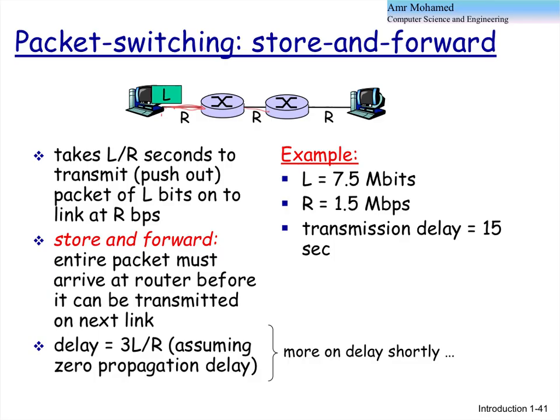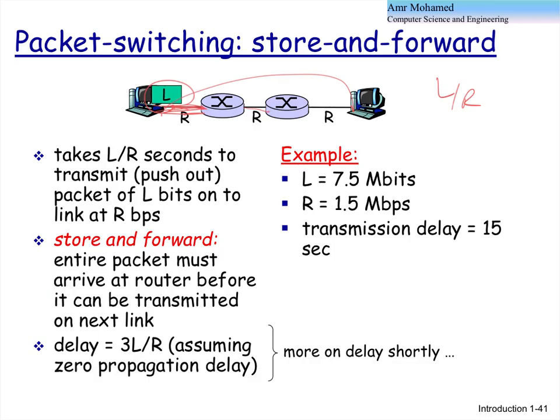If I want to calculate the total end-to-end transmission delay of a packet of length L, what is it? We said that the transmission delay is L over R, right? But this is for one link, okay?